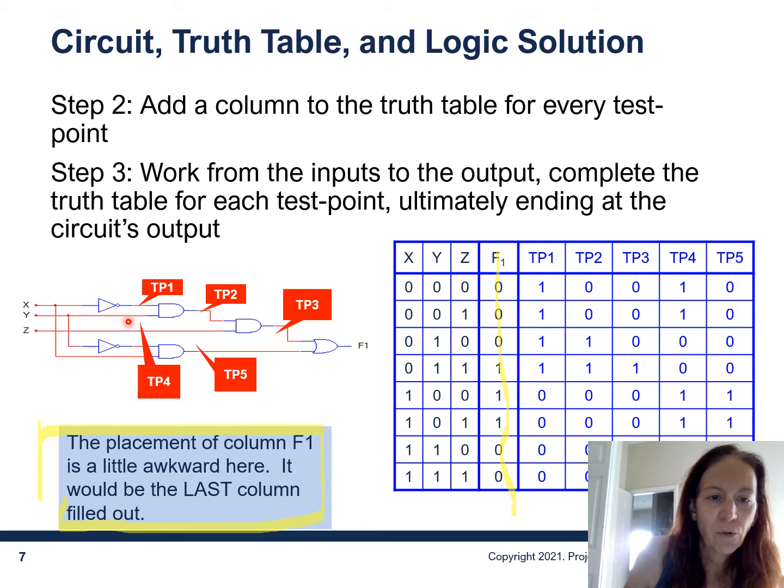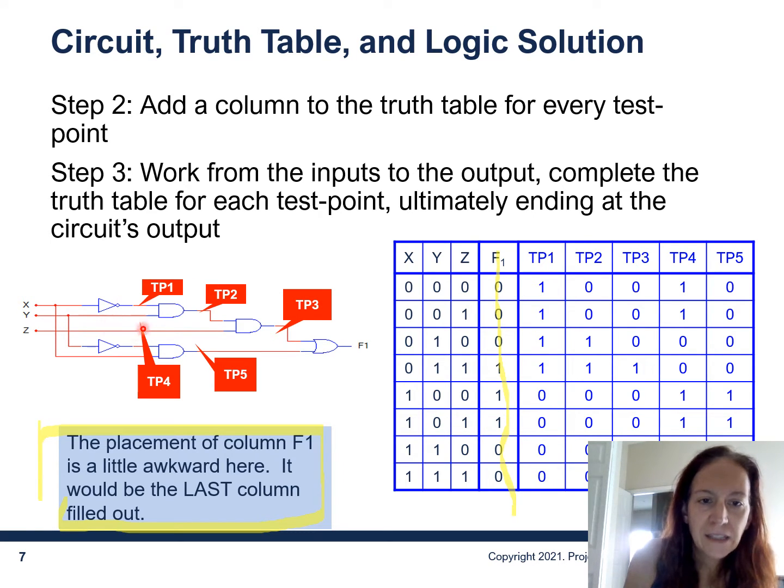Let's look at test point 1. Test point 1 is an inverter, comes out of the inverter, and it is the input X that is being inverted. So if X is 0, test point 1 should show as a 1. And you can see that where I'm pointing with the highlighter. If X is 1, then test point 1 would be a 0 because it's inverting it.